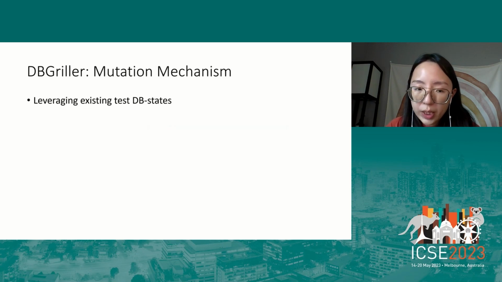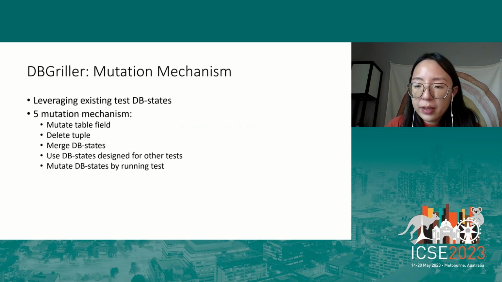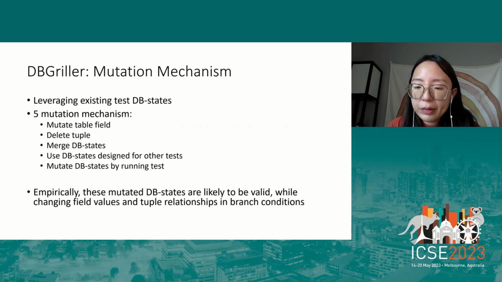Now let's look at the mutation mechanisms. We leverage the existing database designed by the user and mutate it to get more DB states. We have 5 mutation mechanisms, like mutating table fields, deleting a tuple, adding one tuple, merging multiple DB states, using the DB states designed for other tests, and also mutating the DB states by running the test. Empirically, these mutations change the database states in a relatively structured way and are likely to be valid compared to just a pure random mutation.